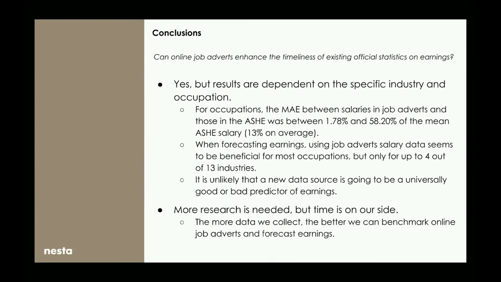of 13 industries. Overall, this might not necessarily be a surprise, since it is unlikely a new source of data will be a cure-all. It won't necessarily be a universally good or bad predictor of earnings, but it can help. And yes, more research is needed, but the more time passes, the more data we collect, and the better we can do this forecasting.